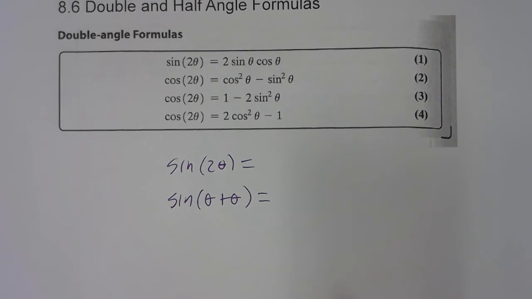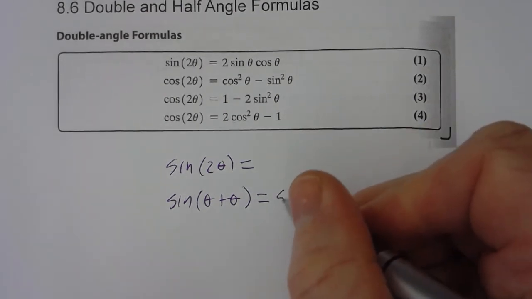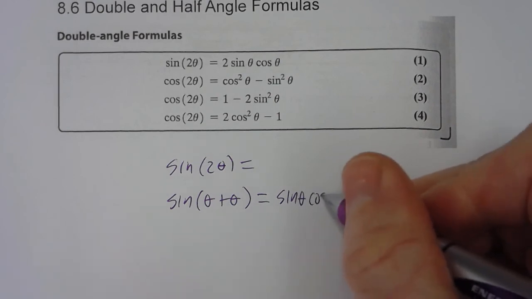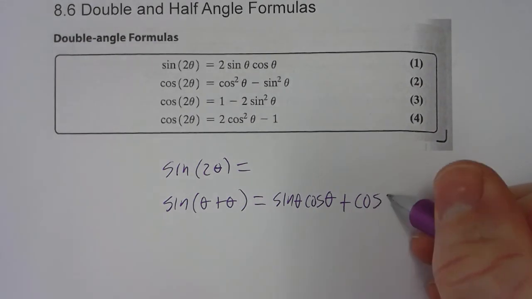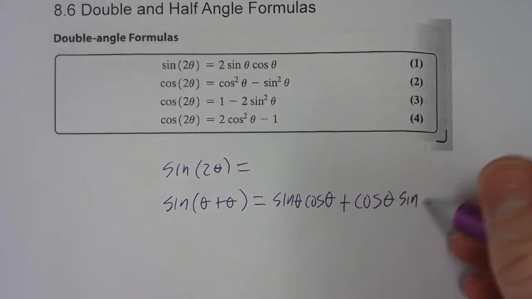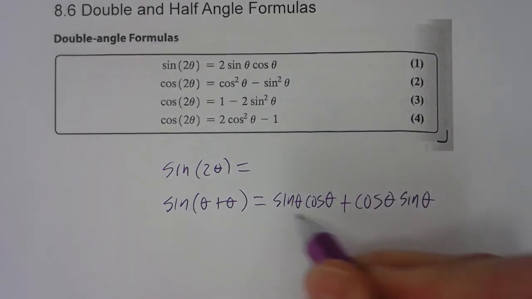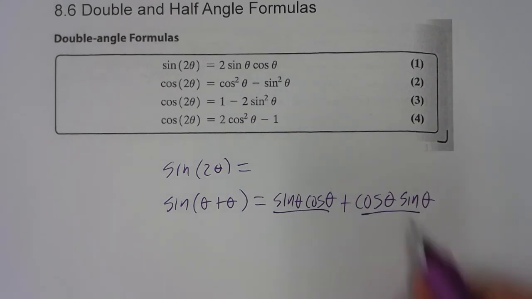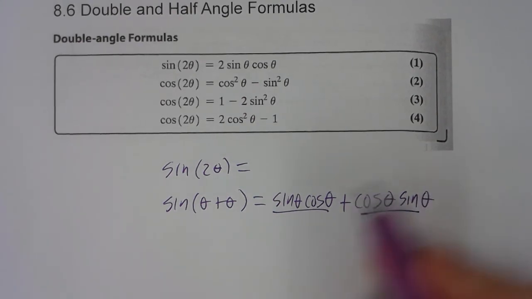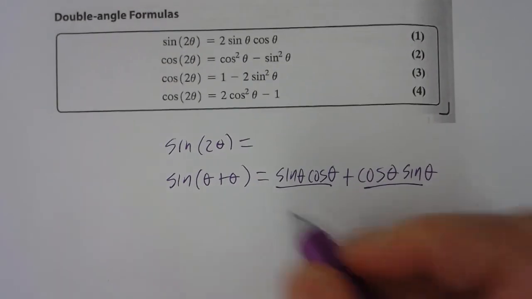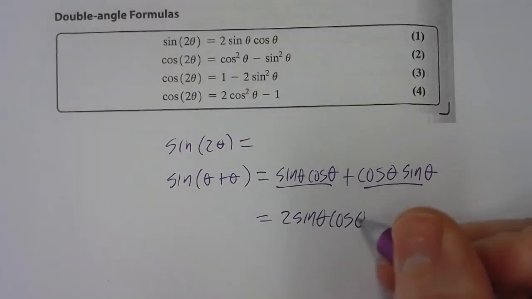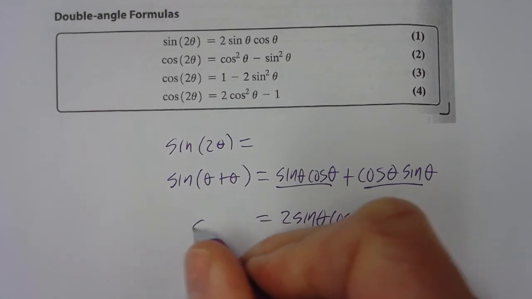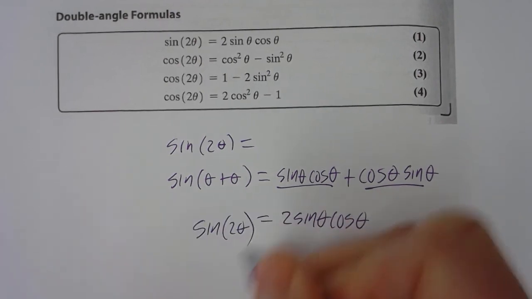How do we do that? Well, it's the sine, cosine, cosine, sine thing. So it's sine of theta cosine of theta plus cosine theta sine theta. These turn out to be the same. That's reversed, but the commutative property says that those are the same. So this turns into 2 sine theta cosine theta, and that's what sine of 2 theta is equal to.